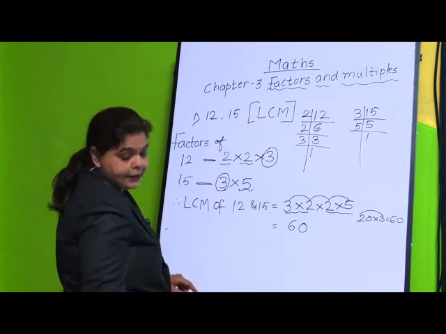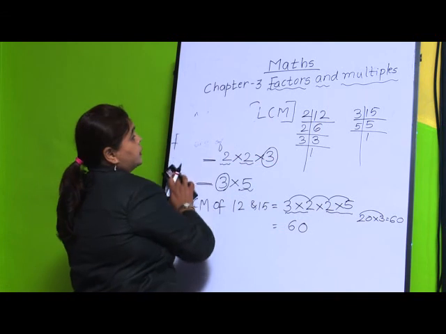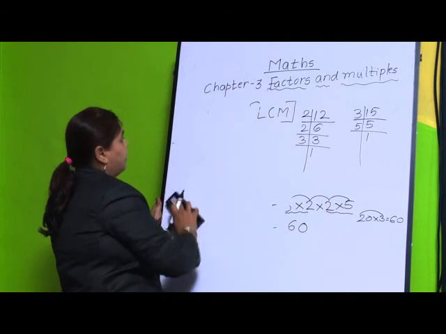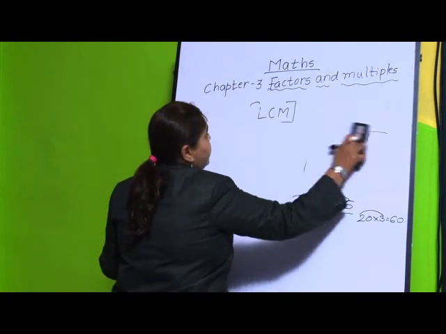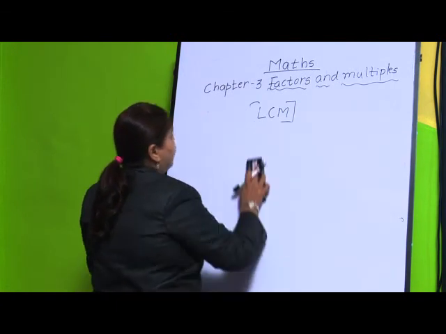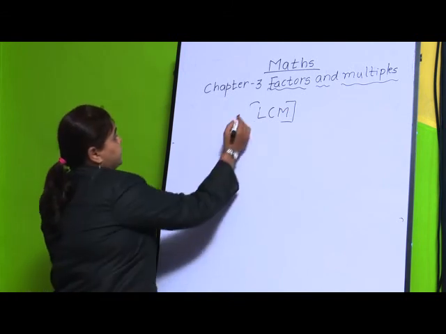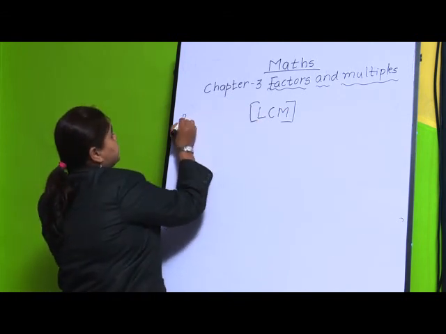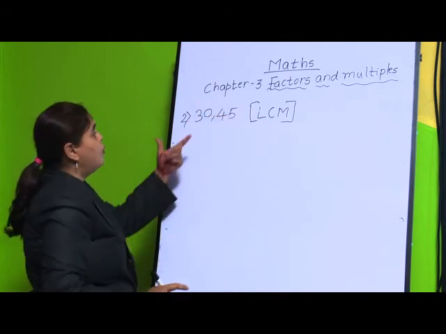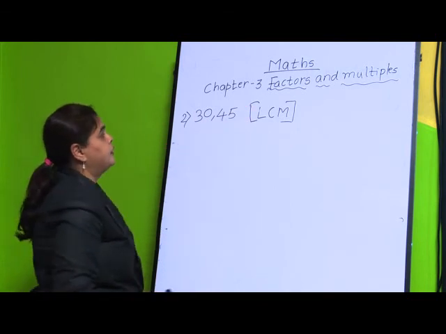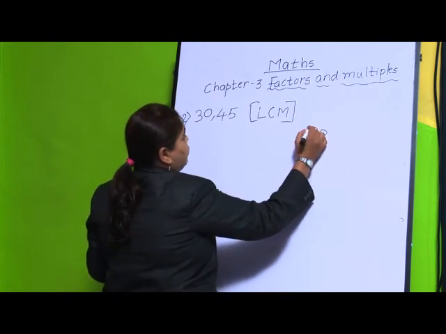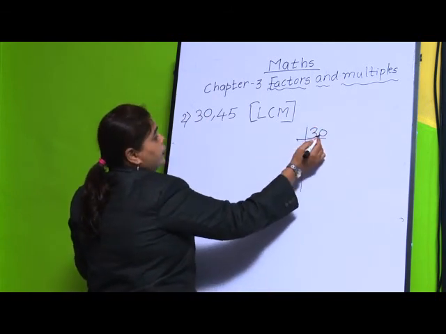We will go for one more example, which is given here: 30 and 45. One is an even number and one is an odd number. Just we will see how to find the prime factors to find the LCM of it. So the numbers for the second example are 30 and 45. Now what do we have to do? We have to find the factors of 30 and 45 by the prime factorization method. So we will find the factors of 30. Here we are having an even number.